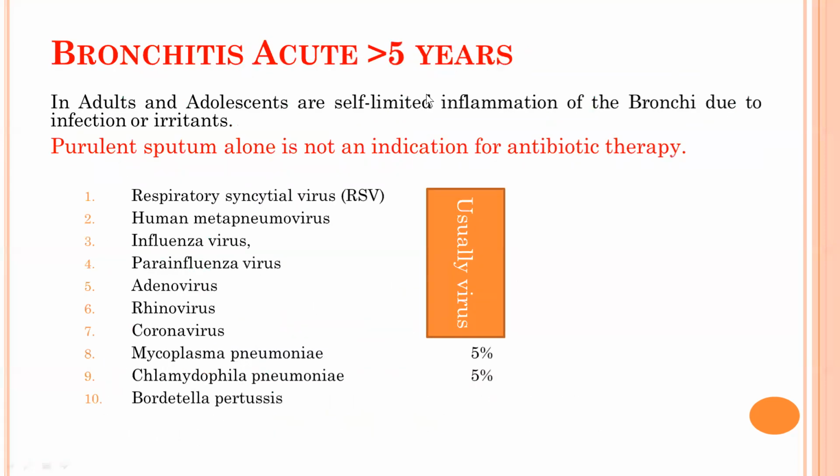Now, bronchitis in the age group more than 5 years and adults. These are self-limited inflammation of bronchi due to infection or irritants. Here also, purulent sputum alone is not an indication for antibiotic therapy. Usually, these are also due to virus, but Mycoplasma pneumoniae is responsible for 5%, Chlamydophila pneumoniae for another 5%, and Bordetella pertussis may also be a cause.